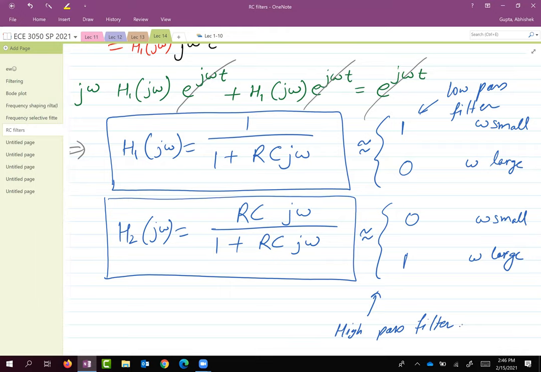These are a real low pass filter and a real high pass filter. They don't satisfy the ideal low pass and high pass conditions, and we'll see it in the next class. But they are a good low pass and high pass filter for simpler applications.